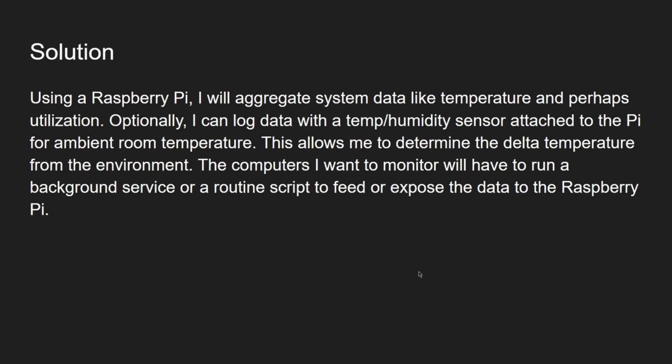Using a Raspberry Pi, I will aggregate system data like temperature and perhaps utilization. Optionally, I can log data with a temp humidity sensor attached to the Pi for ambient room temperature. This allows me to determine the delta temperature from the environment. The computers I want to monitor will have to run a background service or a routine script to feed or expose the data to the Raspberry Pi.